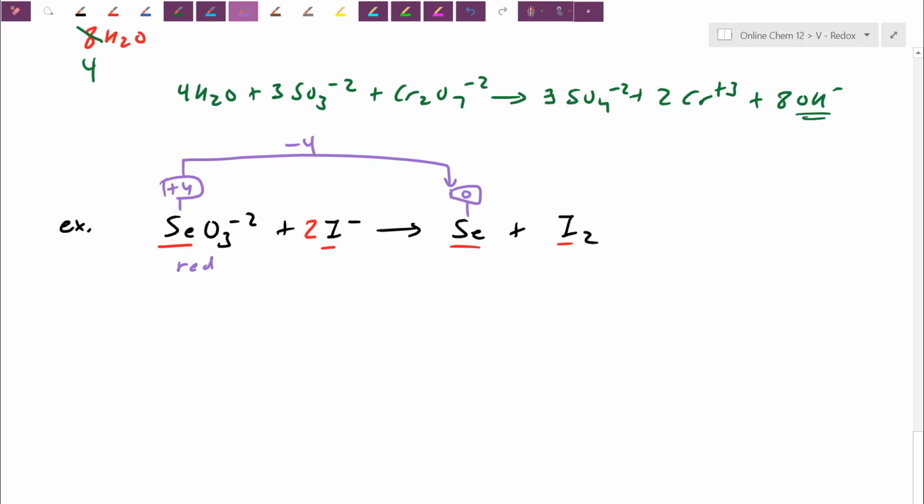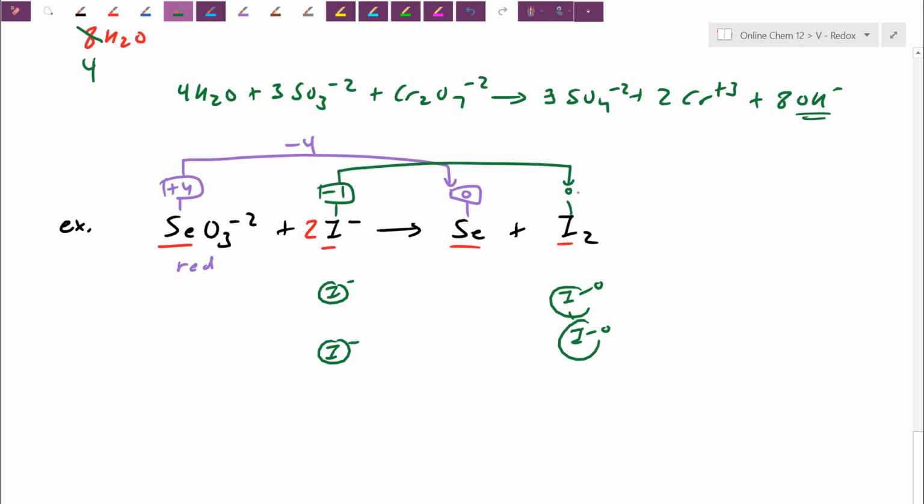Okay. How about the I minus? I actually happen to have 2 of them, but each I is a negative 1. The I in the elemental state is 0. So it is going to be I2, diatomic. Overall, we're neutral. That's like saying this is 0 and this is 0. Even though the change here goes up, negative 1 becomes 0, I've gained by 1. I know this chemical has been oxidized.